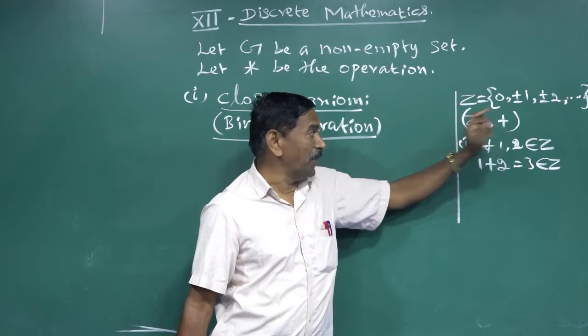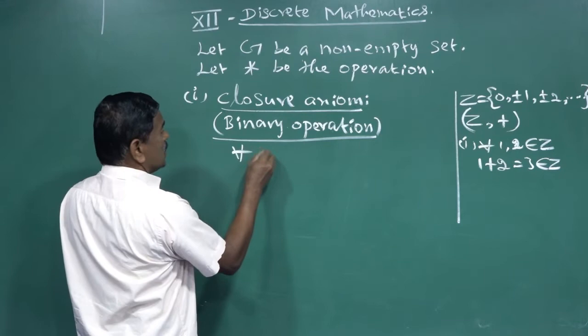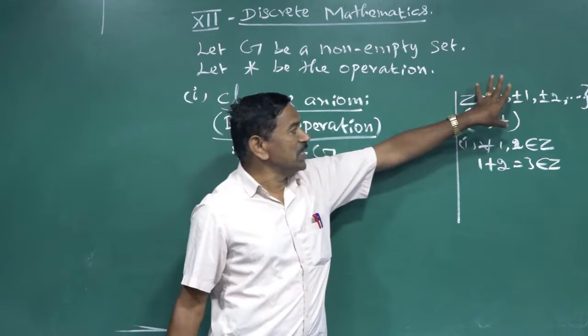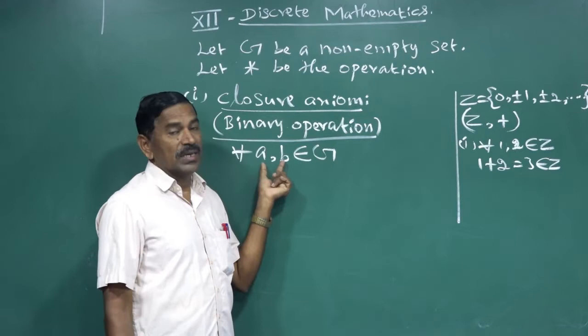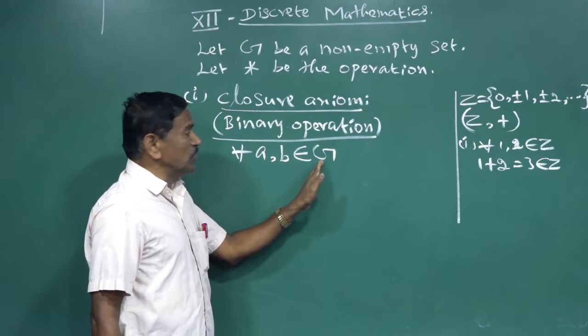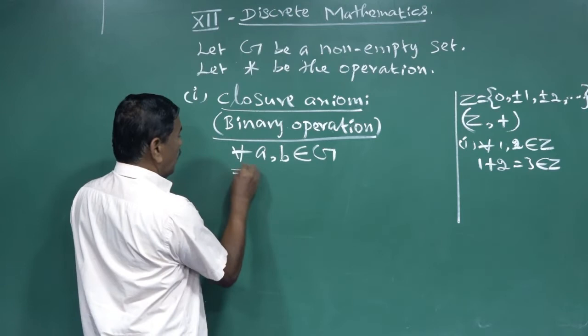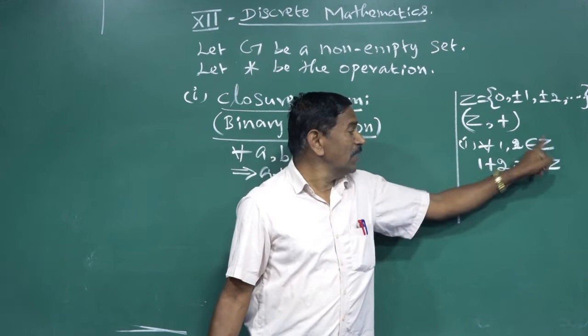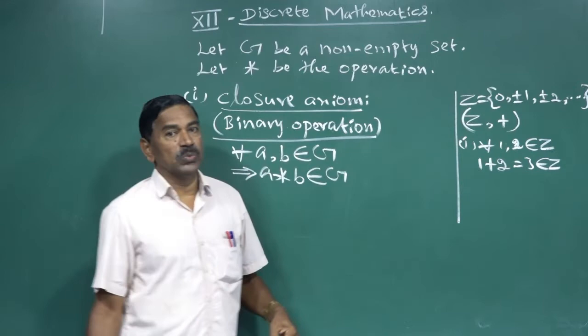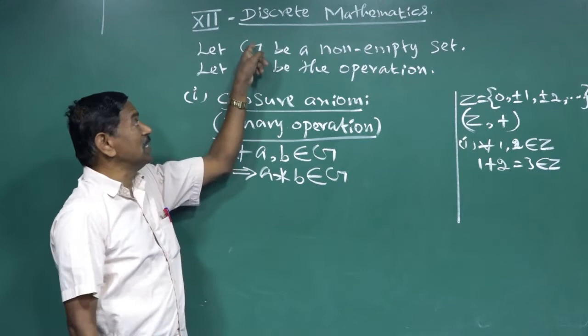Now, listen carefully. For all A comma B belongs to G. Here, we know the set particularly, so we can select 1 comma 2. But here, we don't know what the set G is, but it is a non-empty set. That is why we are selecting general elements, A comma B comma C, likewise. For all A comma B belongs to G, which implies A star B also belongs to G. Therefore, the closure axiom is true. Therefore, star is a binary operation on G.